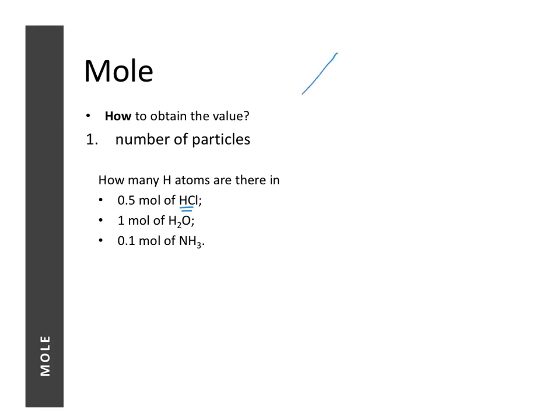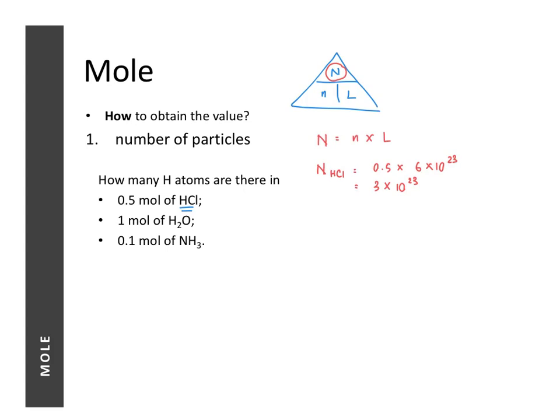Okay, so let's recap the triangle again. The triangle looks something like this. So here we are trying to find number of hydrogen atoms. So number of atoms equals to number of moles times Avogadro's constant. Alright, so number of HCl atoms is actually equals to number of moles times Avogadro's constant, which is equals to this.